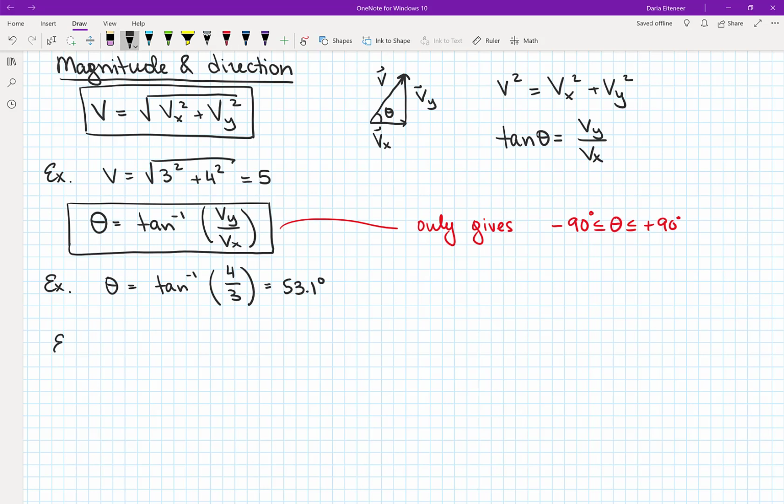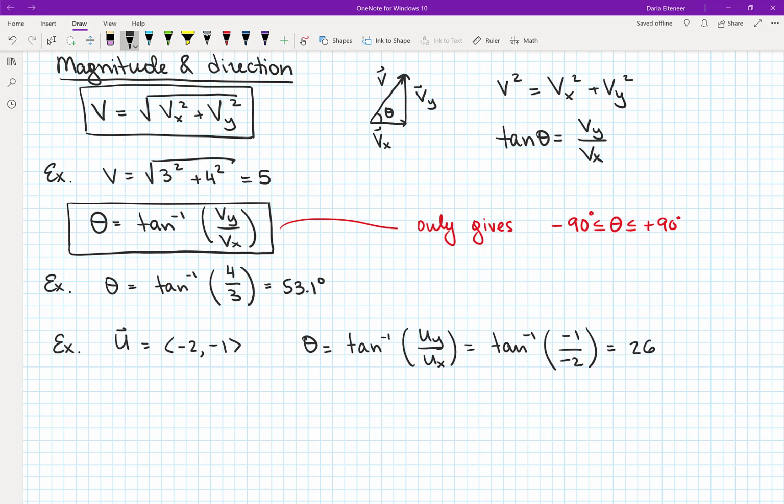For example, we had the vector u that was (-2, -1). If you found the direction of that by doing the y component over the x component, and you plugged it into your calculator, it would give you positive 26.6 degrees. But that's clearly not correct.